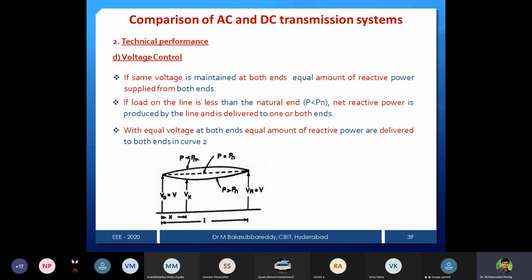So these are some of the technical features. We will see the other features in the next class.